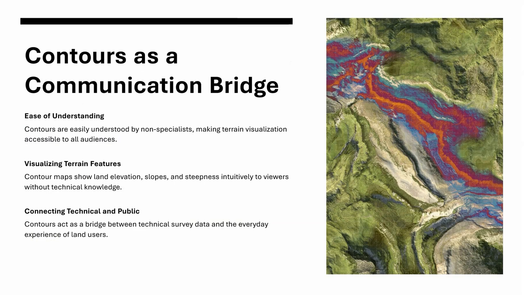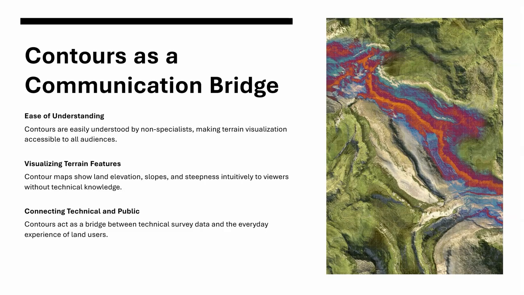And finally, let's not forget that contours are one of the few surface representations that non-specialists can understand at a glance. A developer, a city council member, even a homeowner may not know what a TIN or a DEM is, but show them a contour map and they will likely be able to intuitively see where land is high, where it is low, and how steep it is. That makes contours one of the most democratic of surface tools, a bridge between the technical world of survey data and the lived experiences of people.